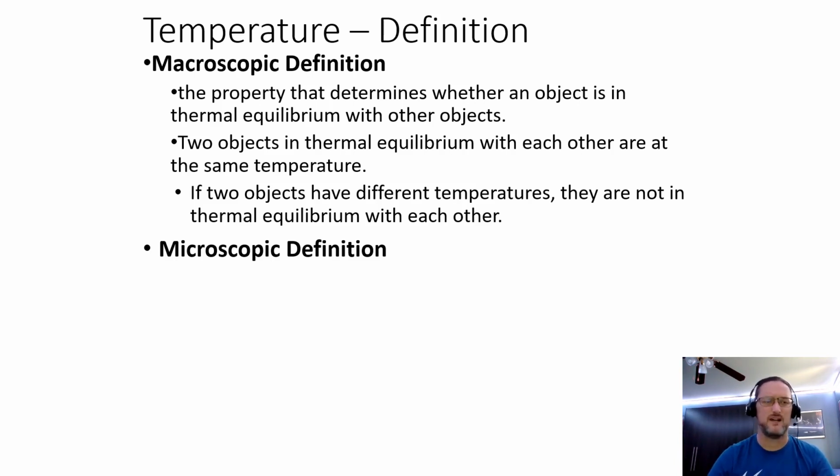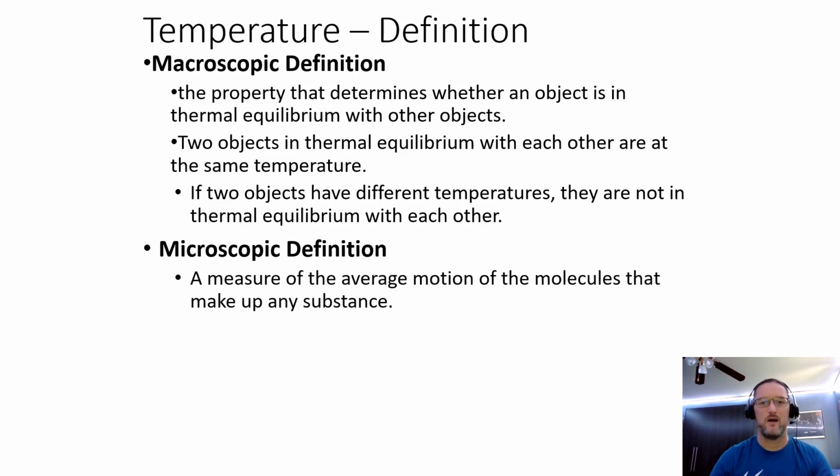Microscopically, and this is probably the more revealing definition, it's a measure of the average motion of the molecules that make up any substance. So everything is kind of jiggling around a little bit. Even solids that look like they're not moving internally, the atoms and molecules that make that up are moving around. How much they move on average, because this one right here might be moving pretty fast, and the one next to it doesn't move quite as fast. But you average out all the molecules' speeds, really.